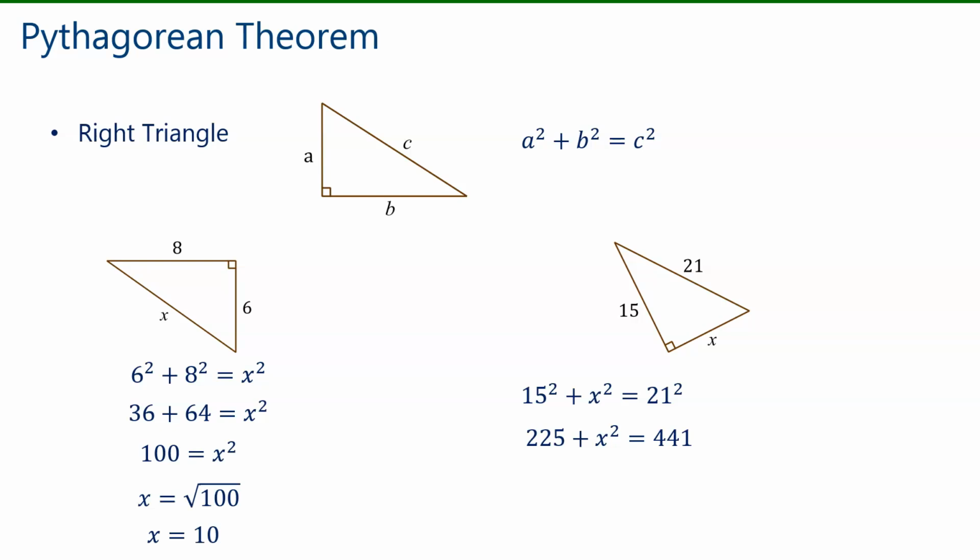So let's bring the 225 over to the right-hand side, giving us x squared equals 441 minus 225. When you subtract those, you should get 216. Now to find the square root of that, we would actually get a decimal. We can round that to be 14.7. So this is one approach to finding the leg of a right triangle. Another method is to set it up where you say x squared equals the hypotenuse squared minus the leg squared. So you can do that as well.